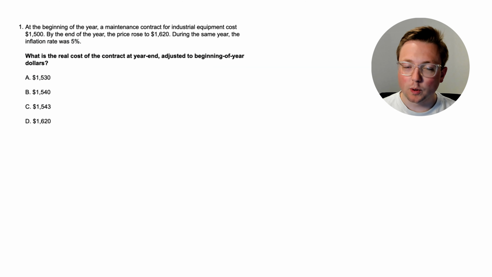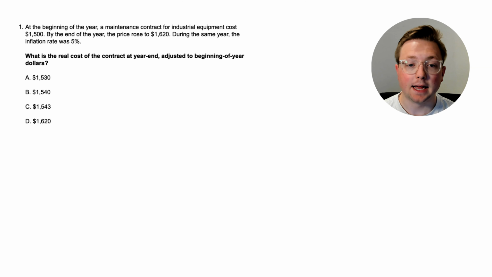All right, here we are at question 1, and something I always like to point out as a really good strategy is reading the last sentence of a question first, because very frequently that will give you context for what you're dealing with in the question, and this is very helpful on exam day when you have no idea what you're about to see in the questions. Again, read that last sentence first to get that quick context. It will help you move more quickly. So let's do that here. What is the real cost of the contract at year end adjusted to beginning of year dollars?